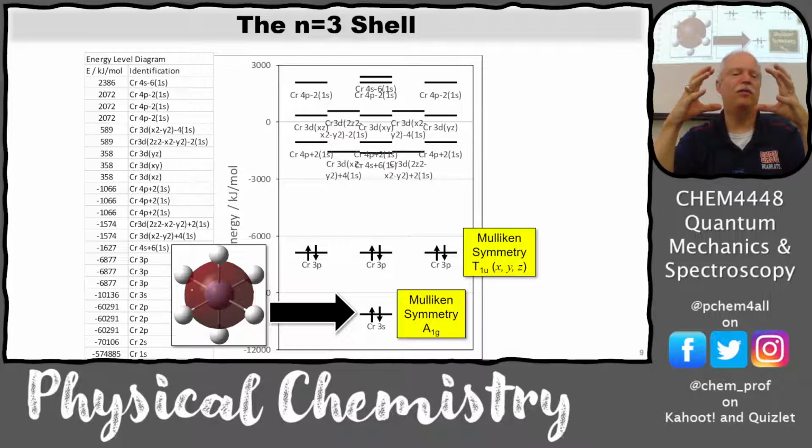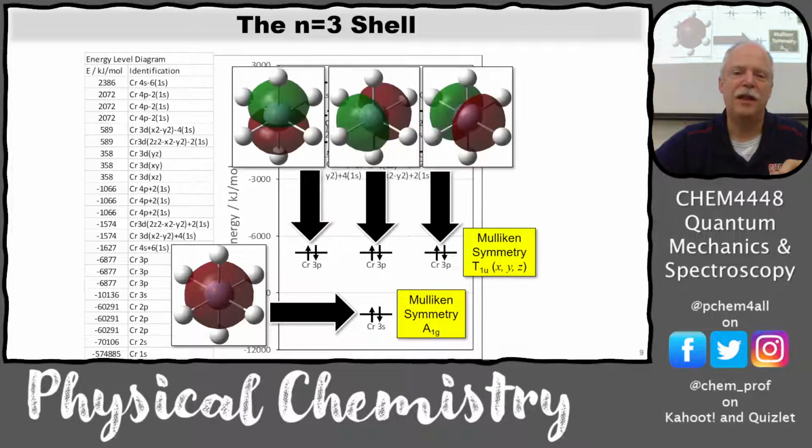99% of that 3s orbital is inside that surface, that red surface. So 1% or less could interact with the hydrogens. And the same with the p orbitals. They taper off right at the end where the hydrogen is, so they don't really have a chance to bond with those hydrogens. So again, core electrons don't participate in bonding, only the valence shell.